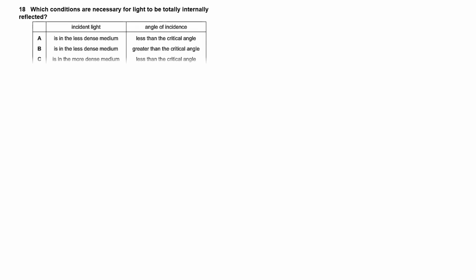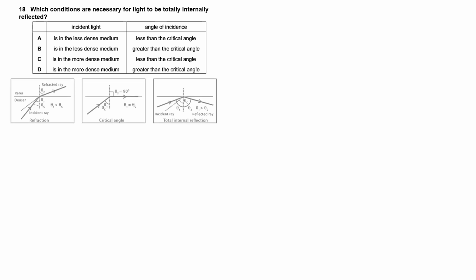Question 18. Which conditions are necessary for light to be totally internally reflected? For total internal reflection to occur, light must travel from a denser medium to a less dense medium, and the angle of incidence must exceed the critical angle.